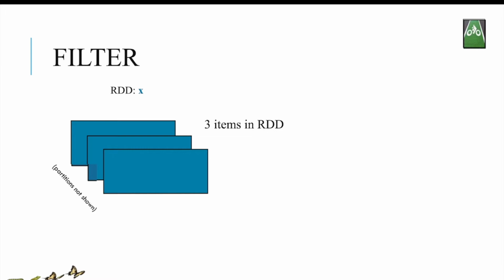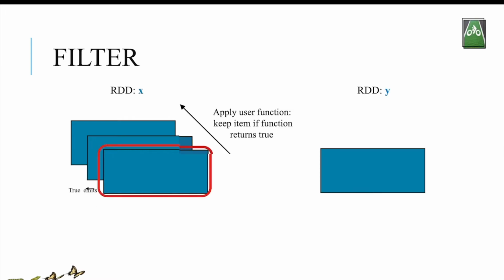We have an RDD X where X contains three different elements. Filter operation will look at each of the elements present in RDD X and will try to apply the filter logic which you have written. If the logic returns true, the element will be carried forward to a new RDD, and if it returns false, that element will be discarded.